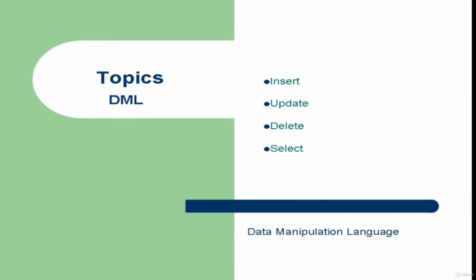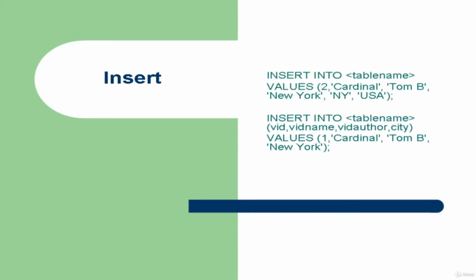Today we'll see DML statements, data manipulation language: insert, update, delete, and select statements. There are 2 forms of insert statements. One is insert into table name and values, or insert into table name, list of field names, and the list of values. Using the second form of insert statements, you can insert partial field names, but in Hive you cannot do that. You have to give all the column names. In other database management systems, you can specify partial column names.